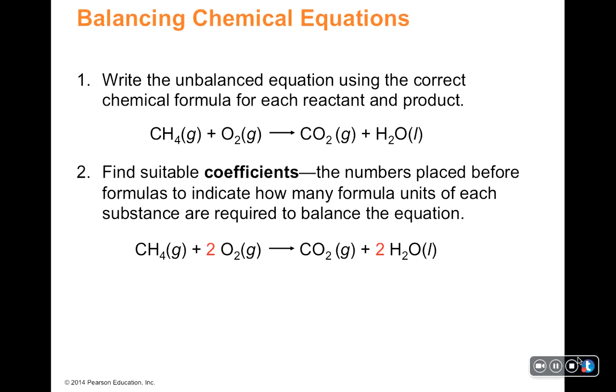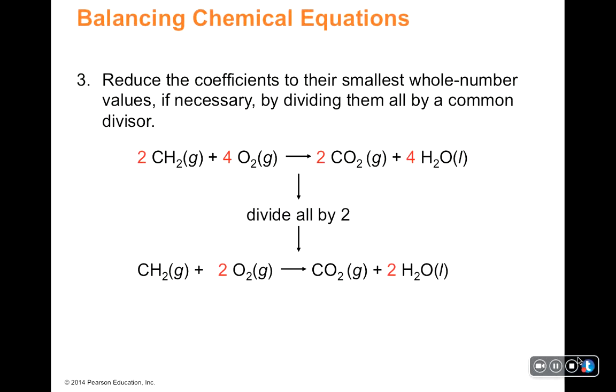Number 2, you find suitable coefficients. Those are the numbers that go in front. Ones are implied but not written. And those numbers multiply through again, and they tell you how many units you have of whatever the number's in front of. And then if you need to, reduce those coefficients. So in this example here, you'll notice that to balance this equation, there's a 2, a 4, a 2, and a 4, and all of those can be divided by 2. You want the lowest combination of coefficients that are needed.